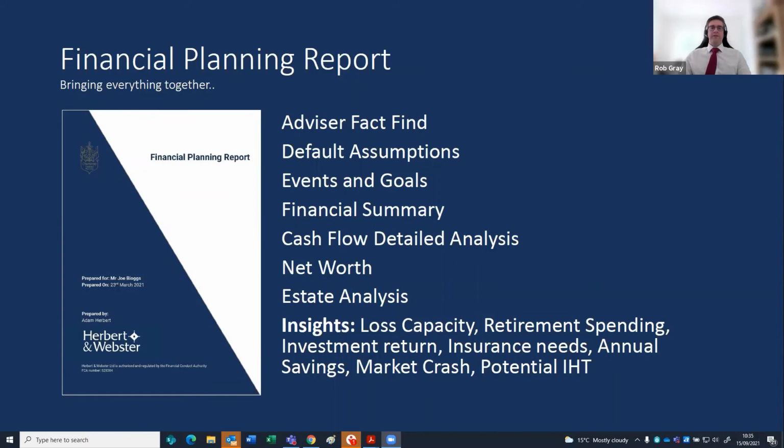If large life events happen between our annual reviews, of course we're here at any time to have a meeting and update the plan as and when it's required. Usually once a year is enough.